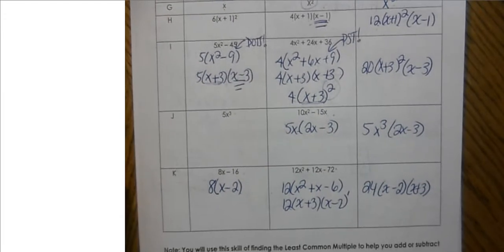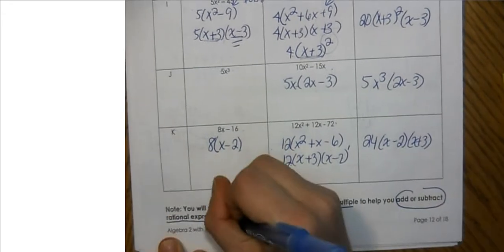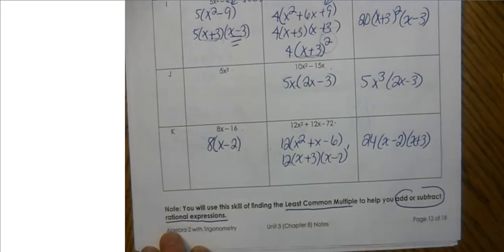Remember those two rules. Always rewrite these expressions in factored form. Every factor needs to be represented once with the highest degree, and if there's a repeat, the highest degree wins. Please note that you will use this skill of finding a least common multiple to help you add or subtract rational expressions that do not have a common denominator.